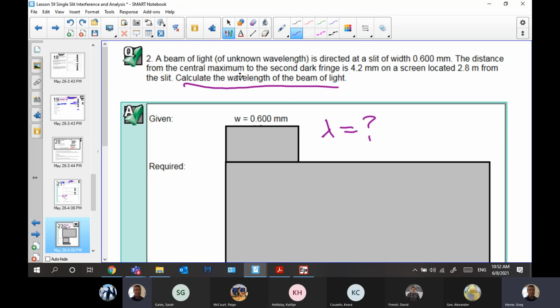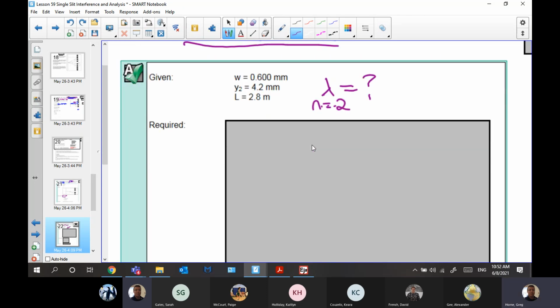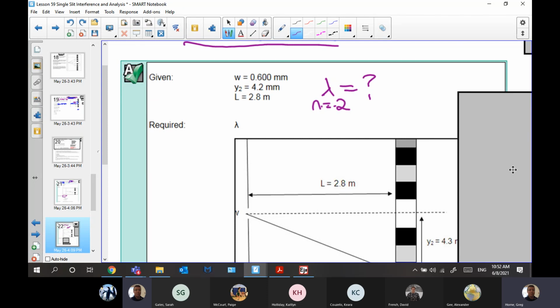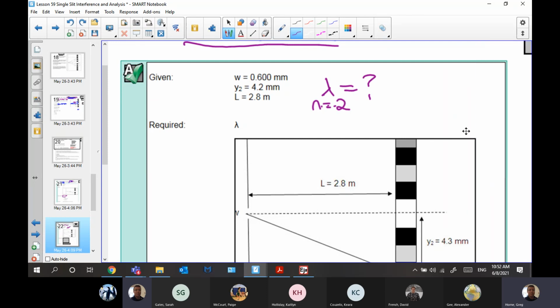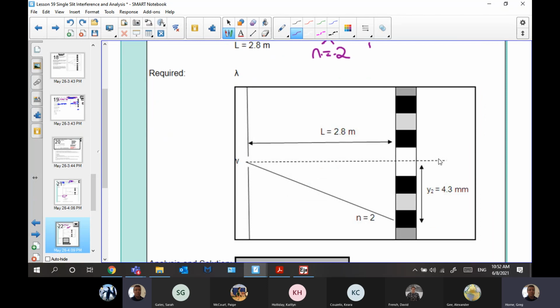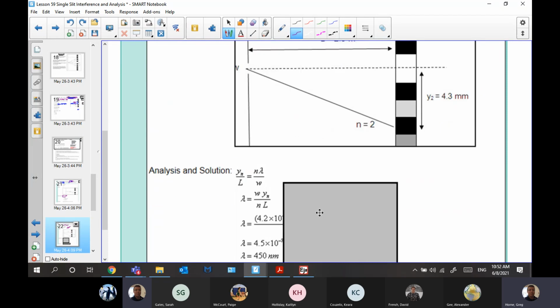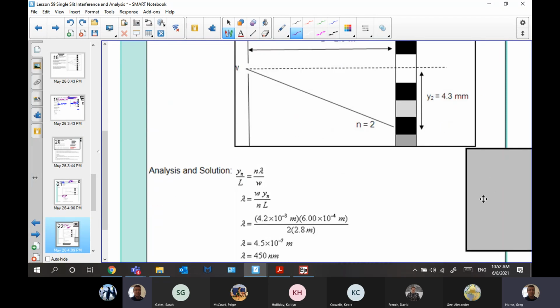End result here, what do we have? The distance from the central maximum to the second dark fringe. So we're talking about an n equals 2, and they gave us a value. So they gave us the value there, the 4.2, and the screen located 2.8 meters away. I think I should have had an n equals 2 in here too, right? So you're saying, okay, there's the picture of it, great. We know what we're looking at, and they're going to have an n value of 2 in there eventually as well.